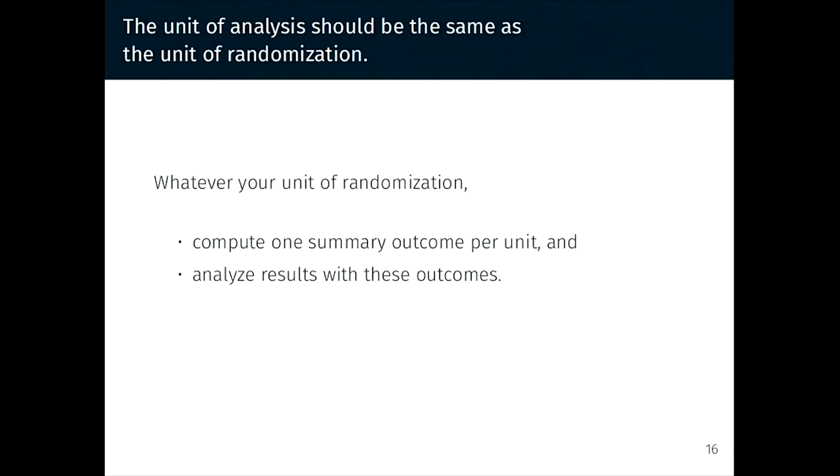So if you do an experiment where you randomize by product category, then you want to compute one summary outcome per product category, and you want to compare those outcomes when you do your analysis. And what this implies is that the effective sample size of your experiment is the number of randomized units. So if you have 50 categories on your website and 1,000 products within those categories, if you've randomized the 50 categories, then you essentially have 50 units in your randomized experiment. You don't have 1,000 units.